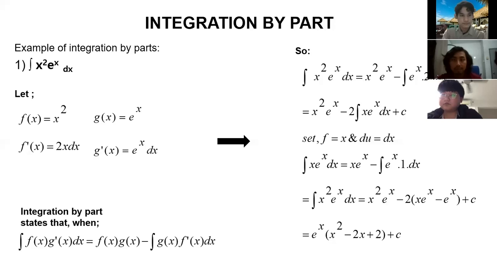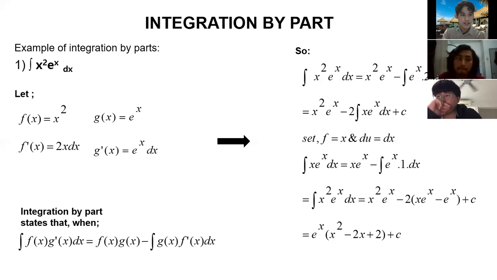Next, integration by parts. We have x to the power of 2 e to the power x dx. Okay, so we are going to use this product rule. The integration by parts states that the integral of f(x) g'(x) dx, we are going to use the rule where it equals f(x) g(x) minus the integral of g(x) f'(x) dx.